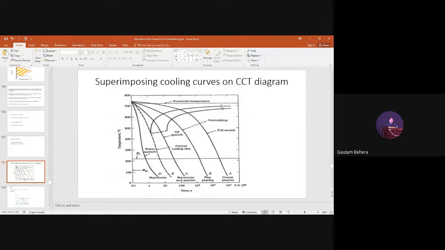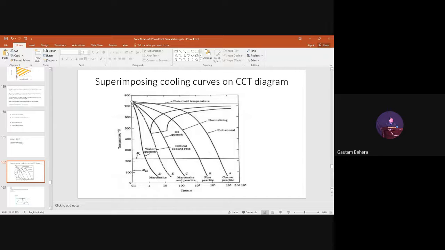CCT diagram, right? So here you can see our starting temperature is above the eutectoid temperature, this one. That means our steel is now at this temperature, and we are trying to cool our steel from this temperature zone, right? So this temperature zone is above the eutectoid temperature. Suppose we have a eutectoid steel. If our steel is above the eutectoid temperature, the steel will have austenite grains and grain boundaries. So now our steel has the austenite phase, which is the parent phase here.